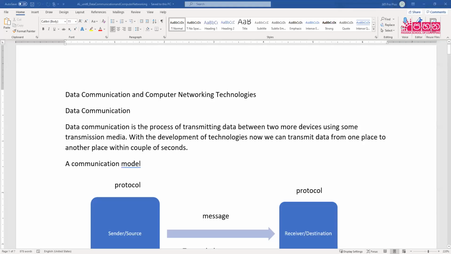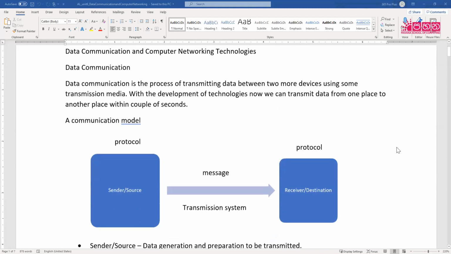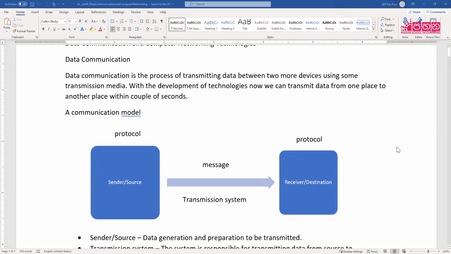So that means we will have a sender and a receiver. In between, we should have a medium, basically so you can transmit data from one end to the other end. When we say data from one end to the other, we are using different technologies. Those are the things that we will discuss under data communication.